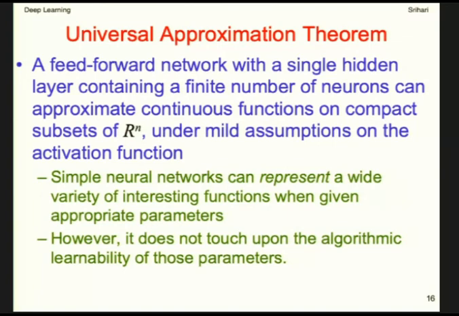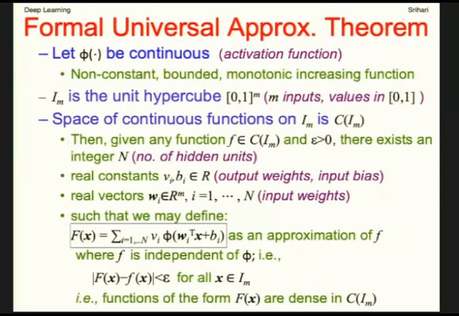Simple neural networks can represent a wide variety of interesting functions when given appropriate parameters. However, it doesn't touch upon the algorithmic learnability of these parameters. Okay, so there are some issues. They can represent, but will the algorithms do that?